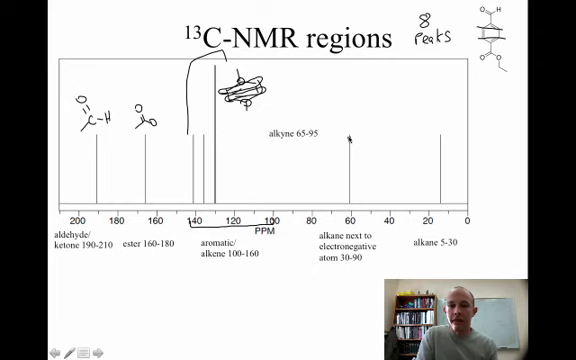And then we have this peak, right, which is an alkane next to an electronegative atom, so that must be this carbon. And then we have an alkane that's not next to an electronegative carbon, or sp3 carbon that's not next to an electronegative atom.